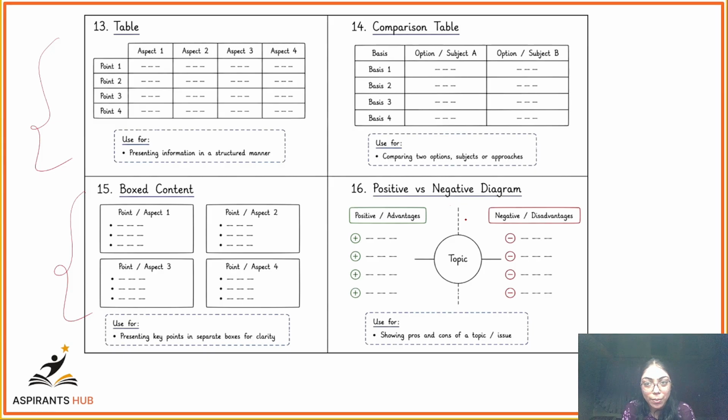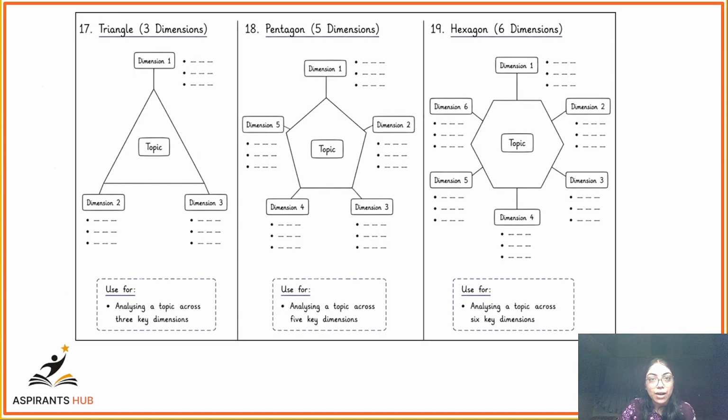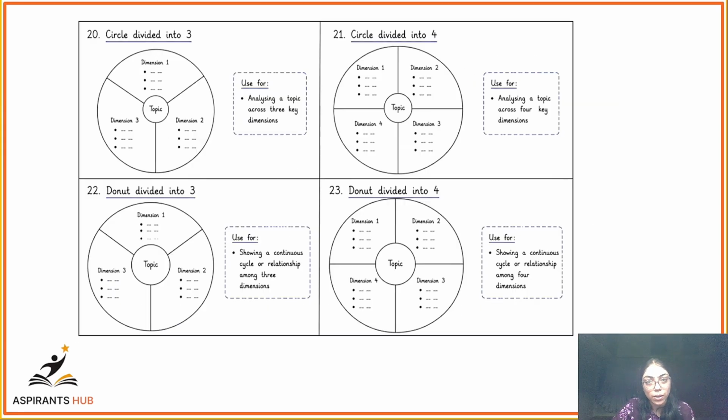Then for positives and negatives of a topic, and again different types of hub and spokes diagrams. If you have three dimensions, draw a triangle, for four a square, for five a pentagon, for six a hexagon. Also, if you have a topic with three dimensions, draw a pie chart with three segments, and then a pie chart with four segments. You will draw all of these depending on the number of pointers you have.